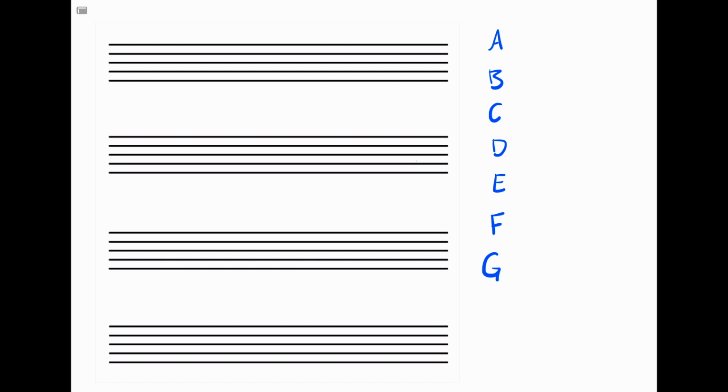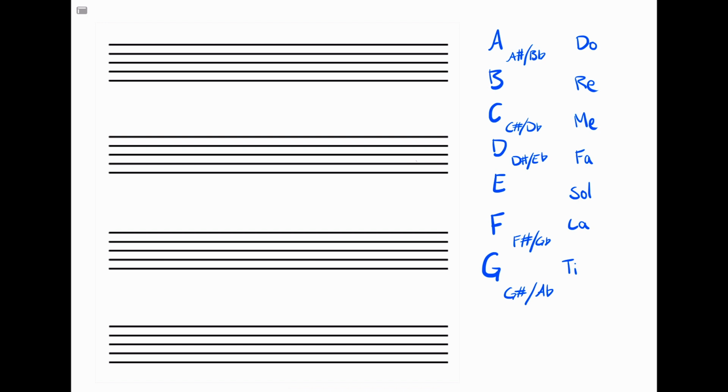Another way you can refer to the notes in music is with solfege. Do, re, mi, fa, sol, la, ti. There are 12 notes in total, and this is including the accidentals. So you have A sharp or B flat, B, C, C sharp or D flat, D, D sharp or E flat, E, F, F sharp or G flat, G, G sharp or A flat.